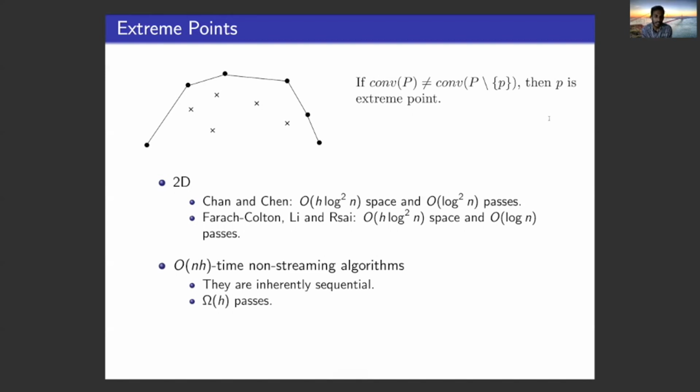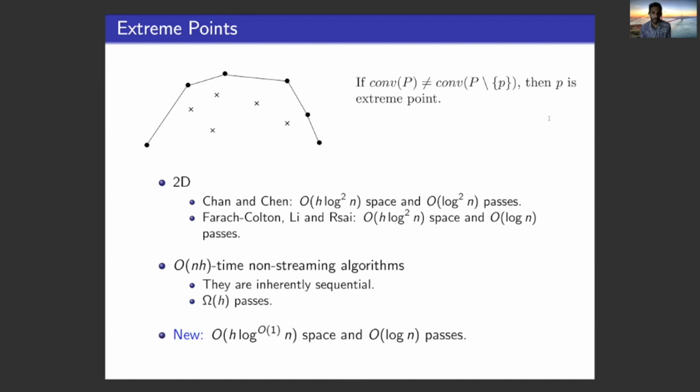And there are several non-streaming algorithms, the algorithms which basically work in main memory. Many of them have been proposed, classical convex hull computation algorithms. But the problem is they are inherently sequential in the sense that in every iteration, they only find one extreme point. So again, the number of passes has to be at least h in that case.